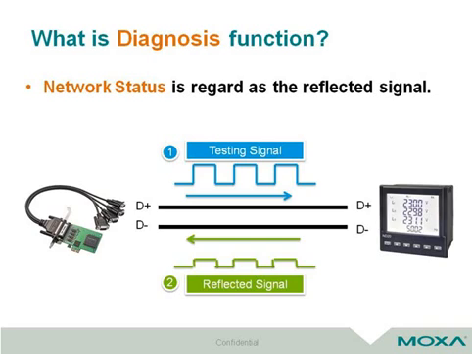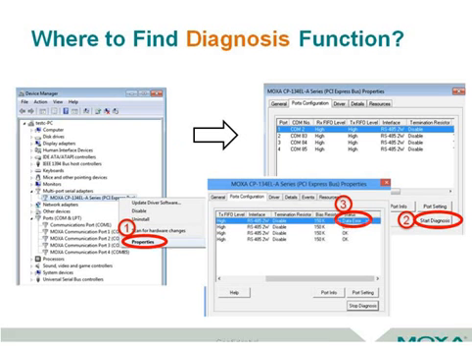The multiple serial board will send the testing signal by CPLD, and then there is a reflected signal coming from the device and sent to the multiple serial board, and the reflected signal will be analyzed by CPLD and shows the network status. Where you can find the function, go to the Properties screen, choose the COM port that needs to be diagnosed, and then click Start Diagnosis. You will see the result under the Status column.